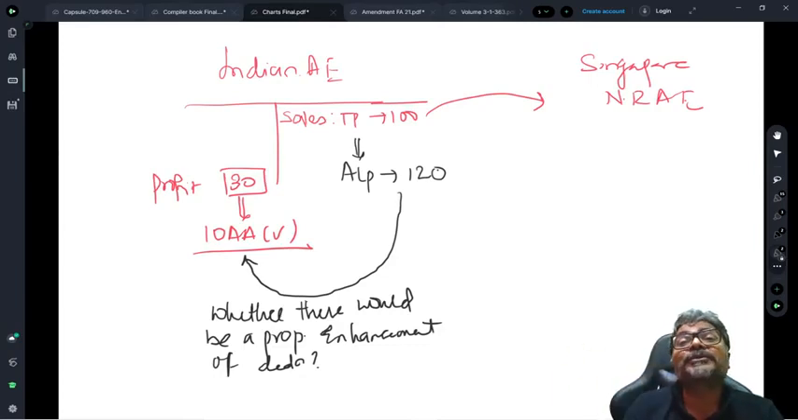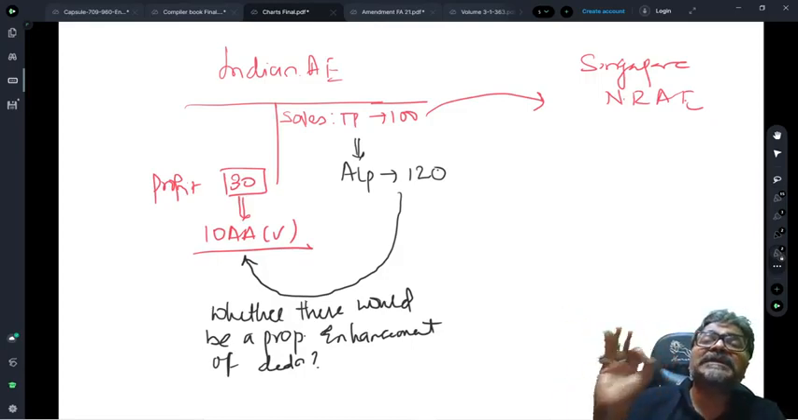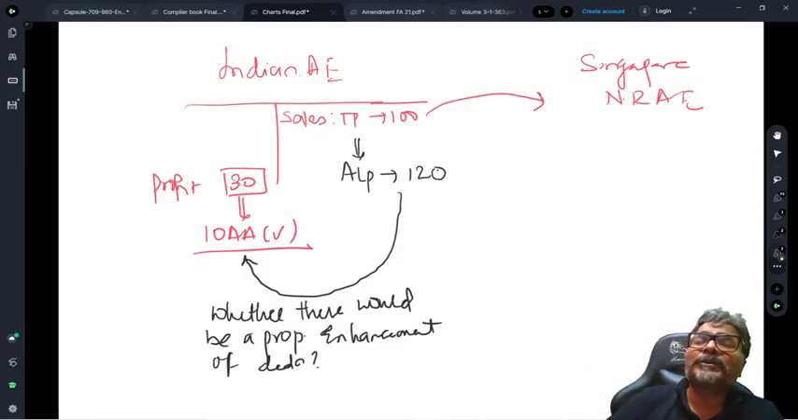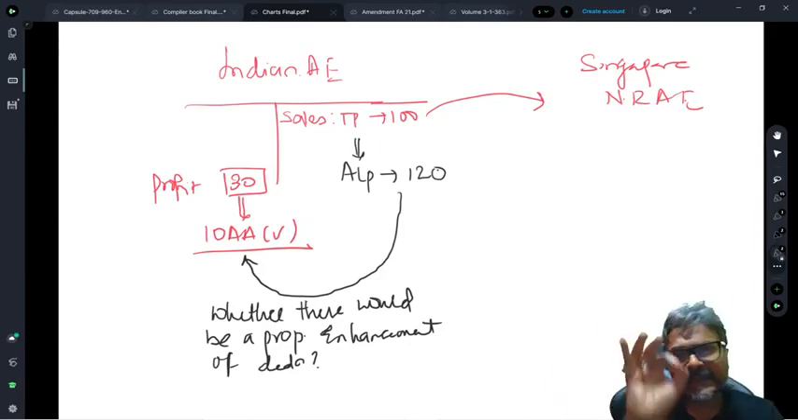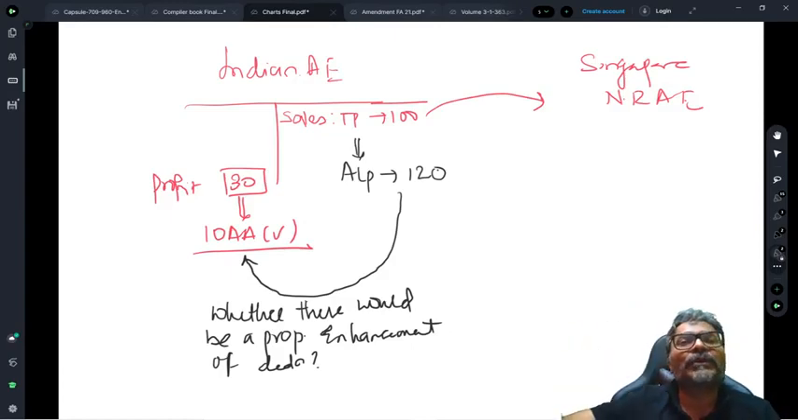There is a specific proviso under section 92C which says that just because the ALP has been adopted, that does not change the commercial reality of the transaction. And the commercial reality of the transaction is that you have charged a transfer price of rupees 100, and on that basis only we will provide you the deduction. So that is a specific prohibition against providing the proportionate enhancement of deduction based upon the adoption of the ALP. Once the ALP is adopted, there will not be any further enhancement of the deduction. Did you all get this one?